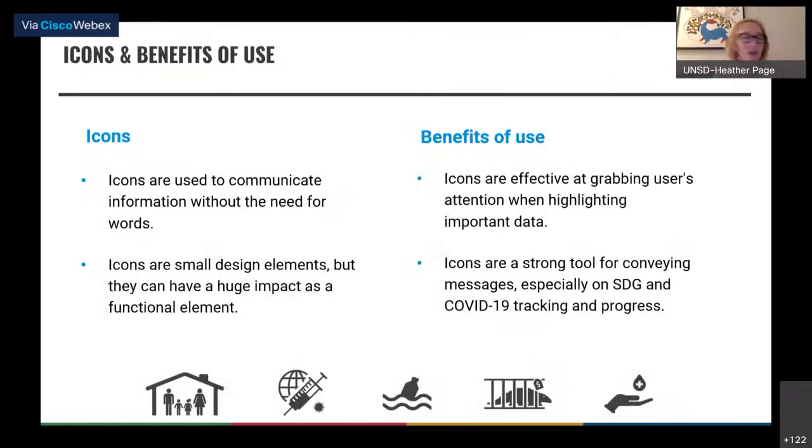So why icons? Essentially, we have a lot of practice and have used icons a lot in SDG reporting, and they're used to communicate information without the need for words. They're very small design elements, but they can have a very large impact on your audience. They're effective at grabbing users' attention when highlighting important data, and they're also a strong tool for conveying messages, especially on SDG and COVID-19 tracking and progress.